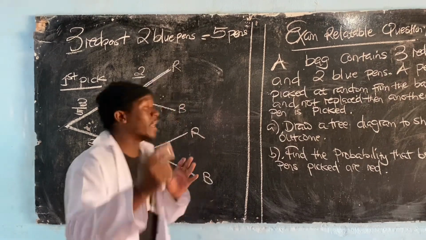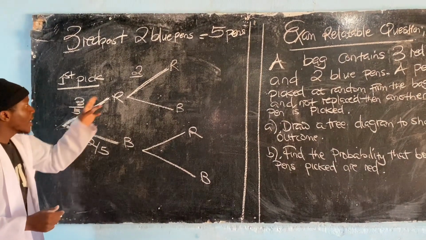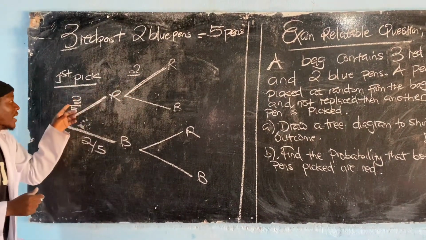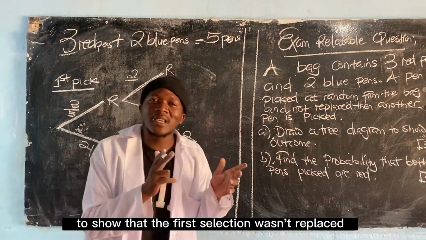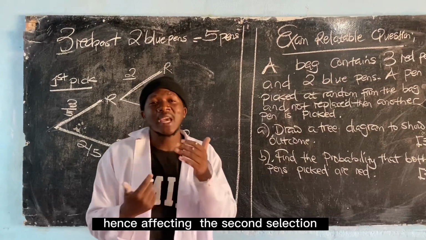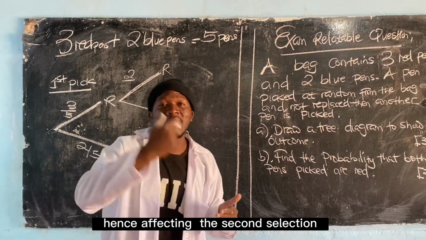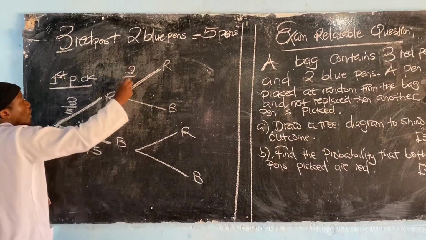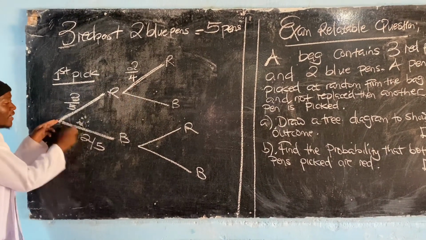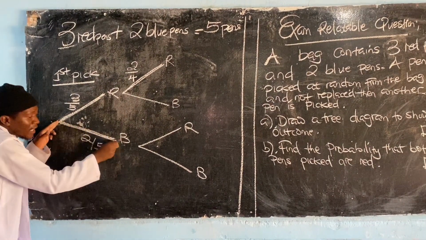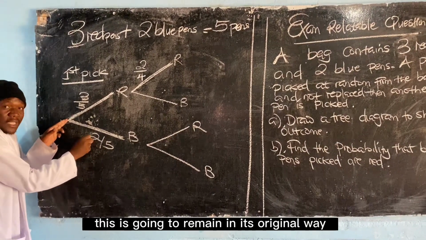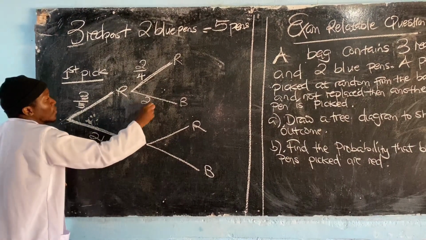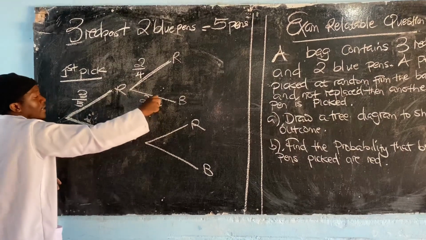So always in an exam, if there is a 10 here, there becomes a 9 here. If there is an 11 here, it becomes a 10, to show that the first selection wasn't replaced, hence affecting the second selection that will be done. So 2 over 4. But this blue simply means we haven't yet done it. So this simply means this is going to remain in its original way. So this becomes 2, but then the total is still 4.